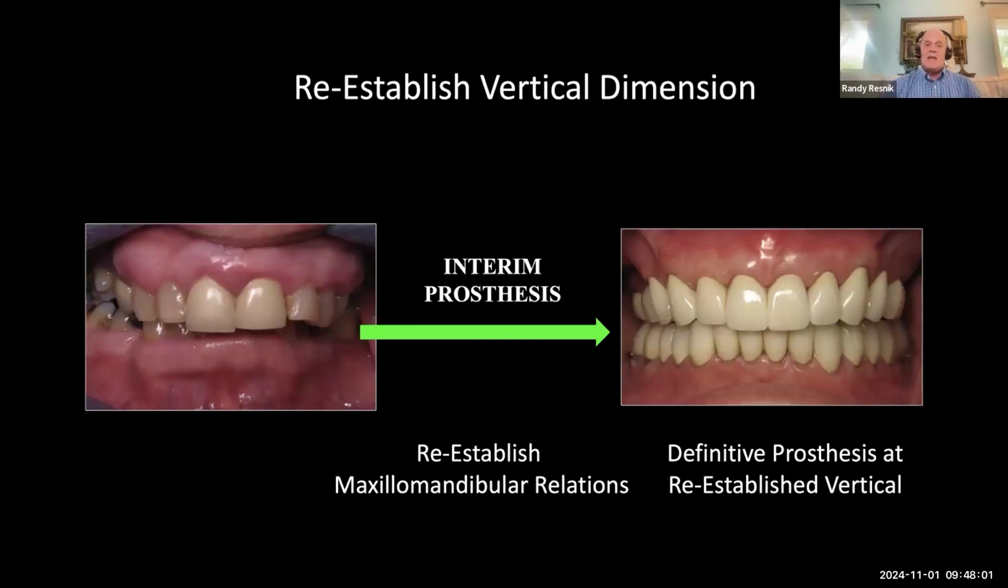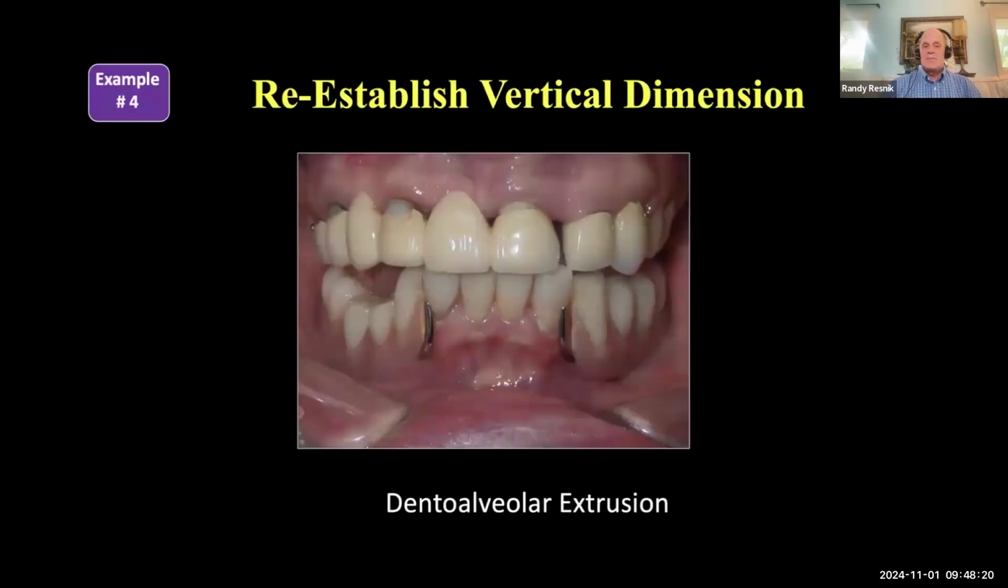We prep all the teeth and we put them in interim prosthesis, whether it's 1 arch at a time or 2 arches. So we can incrementally increase their vertical just with an interim prosthesis. Then when we get the patient comfortable, we use that vertical as our definitive prosthesis.